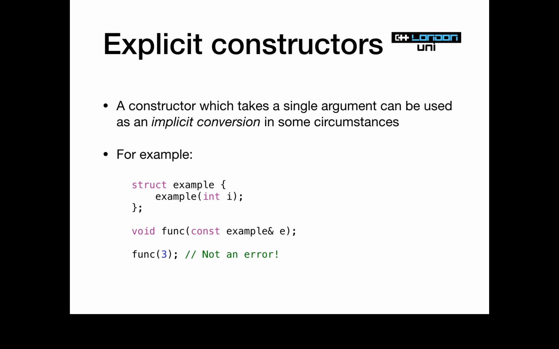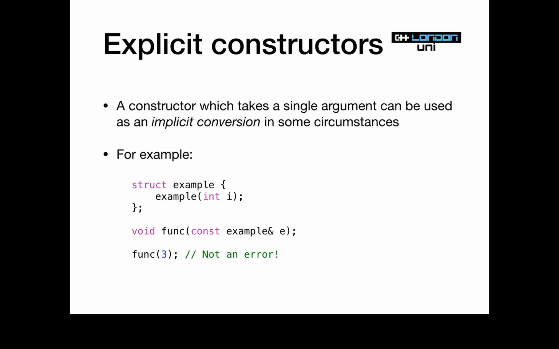But this is perfectly legal. We can call func, which expects an Example. We can just pass it 3. We can pass it an int. And what's happening here is that when we call func, it looks at all the overloads of func. We've only got one. And it says, okay, this function takes an Example.